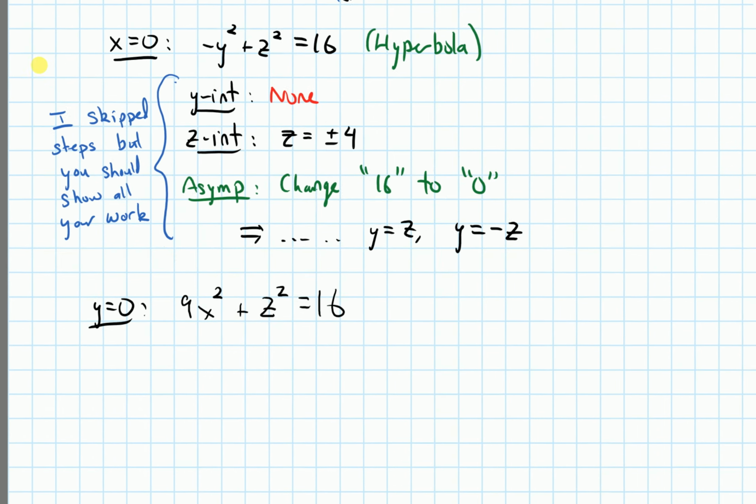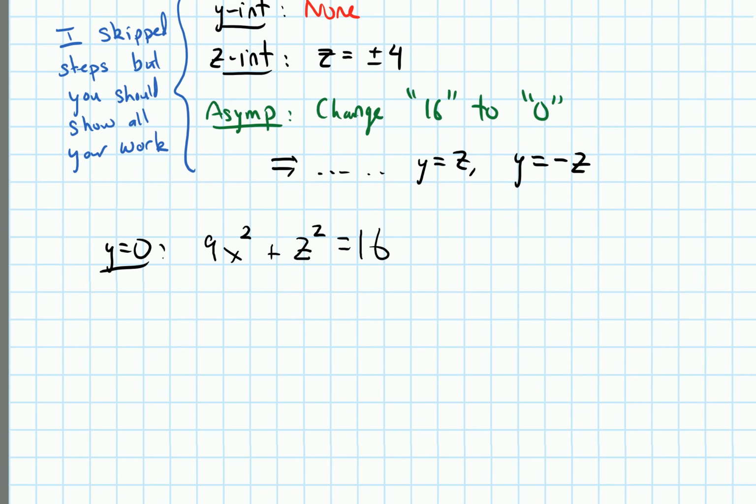Okay, so that's what I get when I plug in y equals 0. So this has the shape of an ellipse. It looks a little bit weird when I zoom out and I write it, so let me write this a little bit better. That's 16. That's z squared. And the 9x squared I think looks okay.